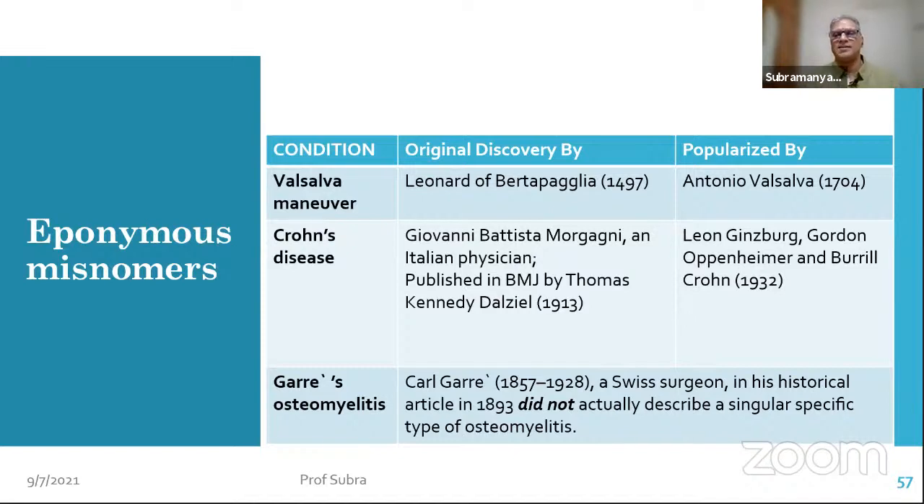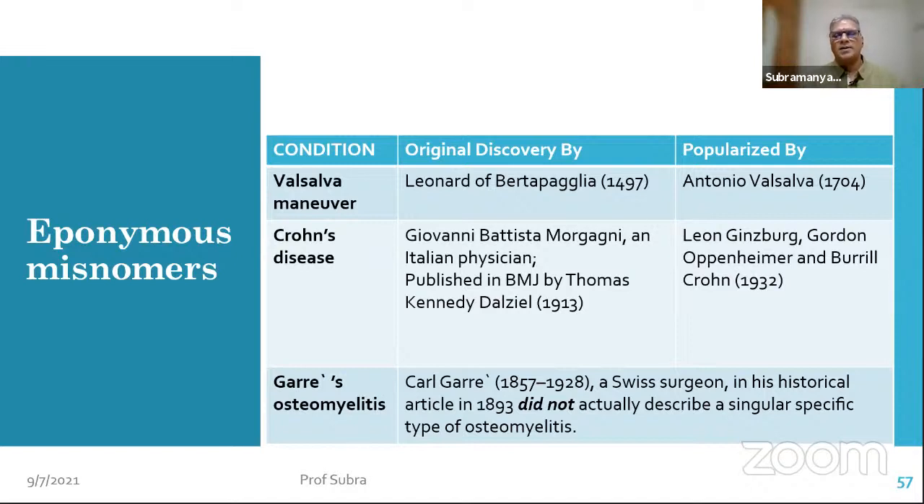Similarly, Crohn's disease was first observed by Battista Morgagni, but it was popularized by Crohn, who had published it. So it became very popular. That's why they say, publish or perish, because whoever publishes it first becomes popular. The other word which is an eponymous misnomer is Garry's osteomyelitis.